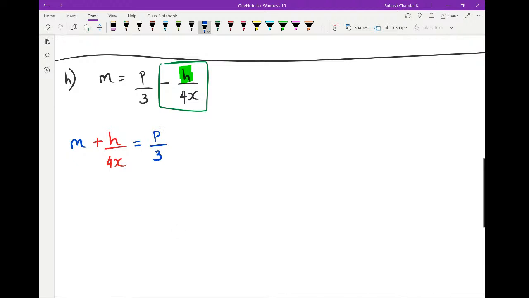Then the next step is h over 4x. Get rid of the m, so we can write this as p over 3. And because m now comes to this side, it becomes minus m. And then finally, get rid of the 4x, which means you have to multiply by 4x on the other side. So it's going to become 4x multiplied by p over 3 minus m, and you're done.